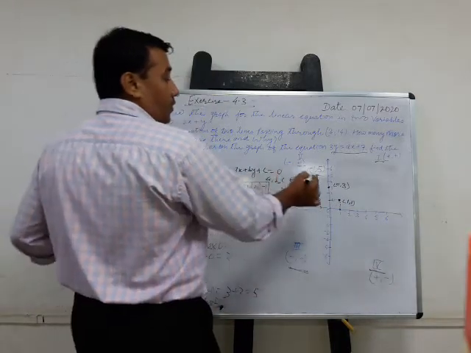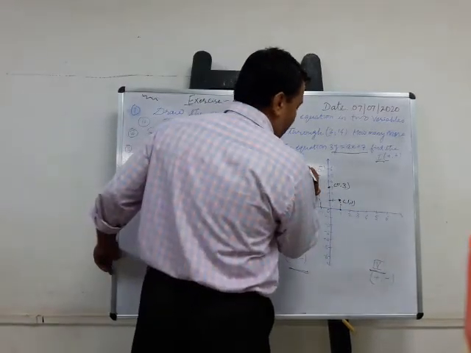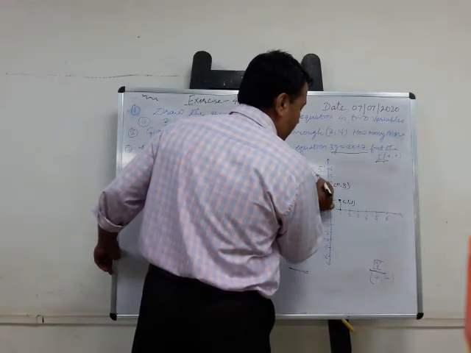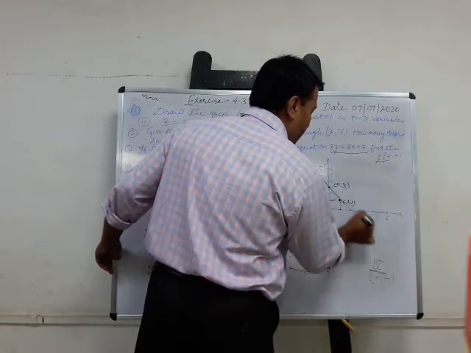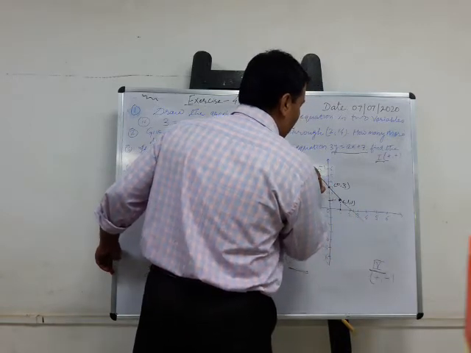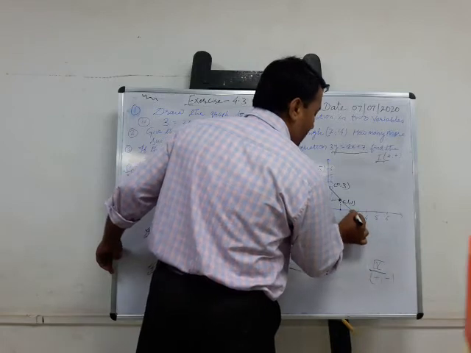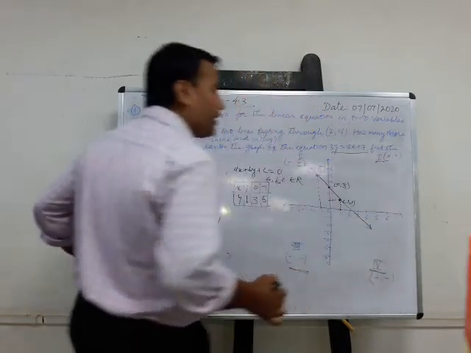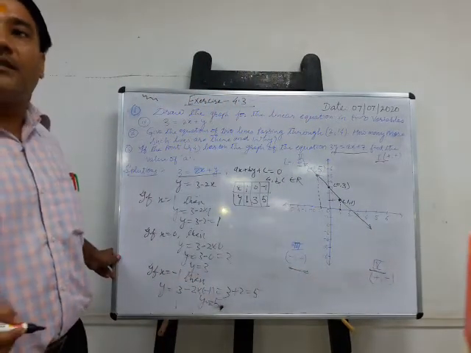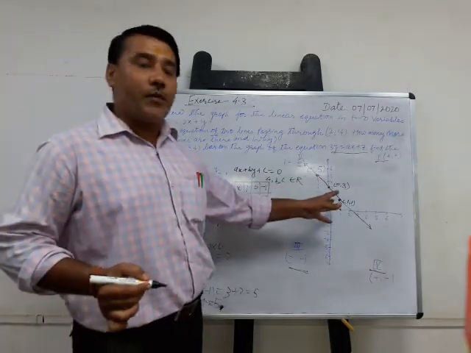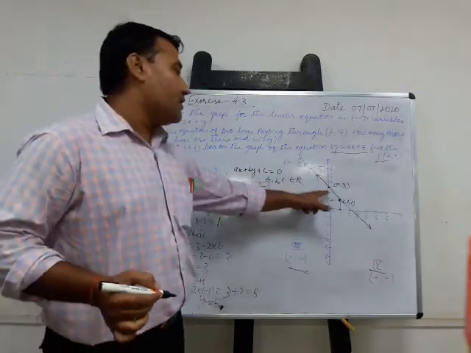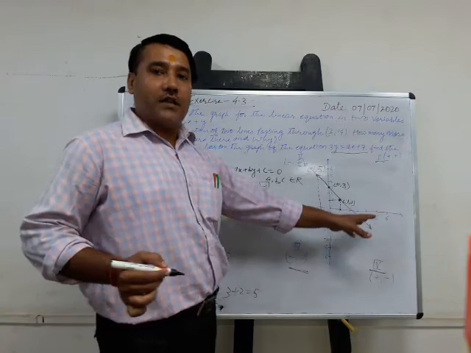Now if you join all these three points, they become collinear. What are collinear points? Points which lie on the same line are known as collinear points. Here, all the 3 points are collinear because they lie on the same line.